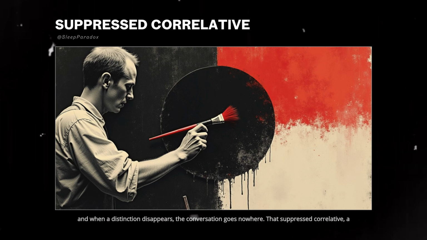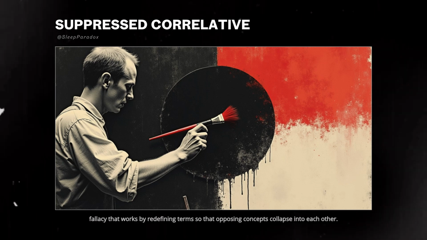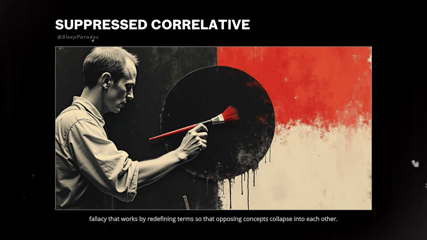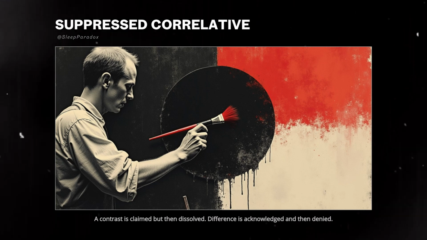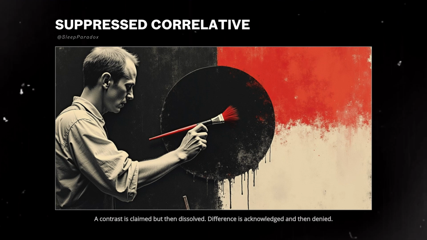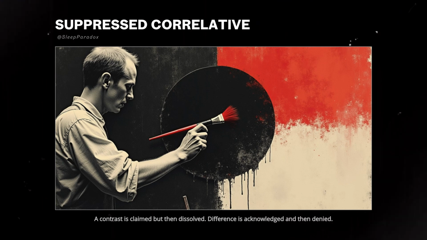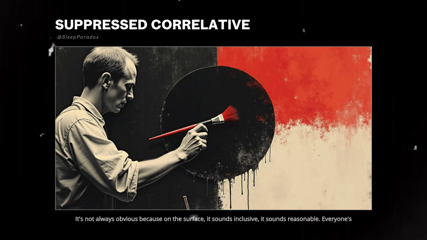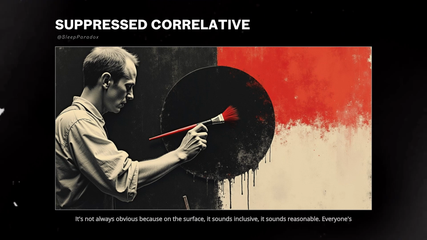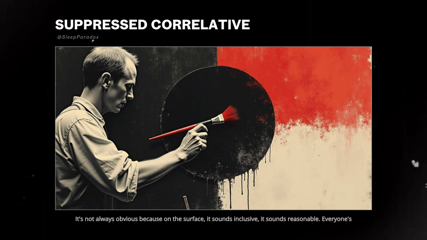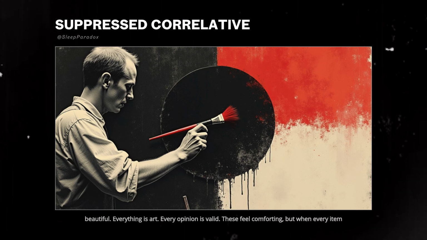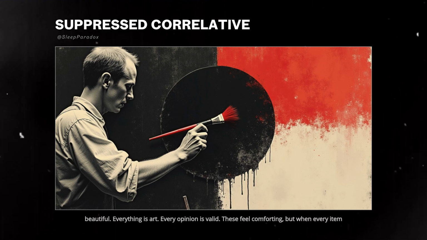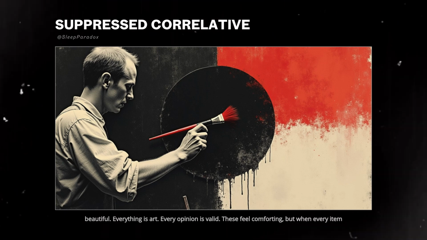That's suppressed correlative, a fallacy that works by redefining terms so that opposing concepts collapse into each other. A contrast is claimed, but then dissolved. Difference is acknowledged, and then denied. It's not always obvious, because on the surface, it sounds inclusive, it sounds reasonable. Everyone's beautiful. Everything is art. Every opinion is valid. These feel comforting.